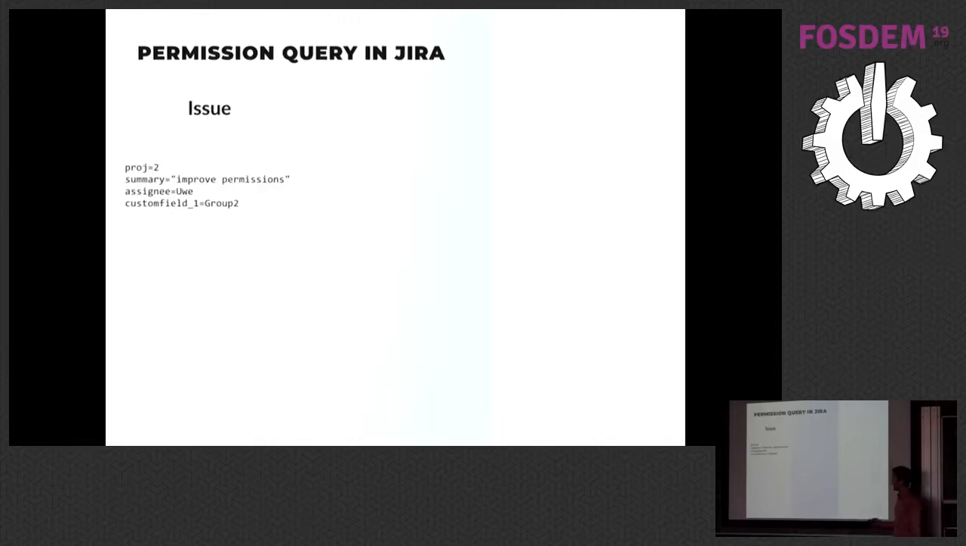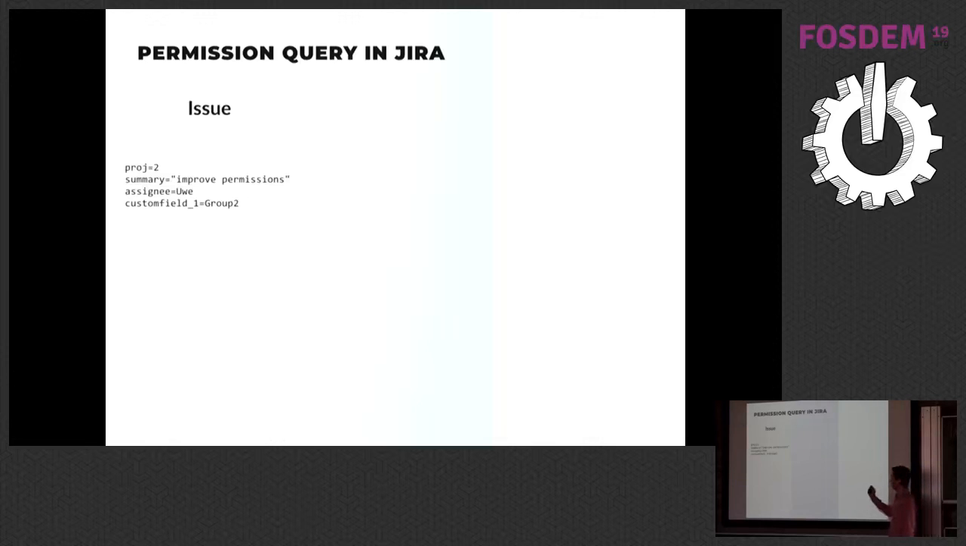So to understand the change, let's have a look at a very simple model of an issue. It has a project, it's in project 2, it's a summary improve permissions. It's assigned to Uwe. You will soon learn why. And then it has custom field 1 with value group 2. And this is what we need for searching.